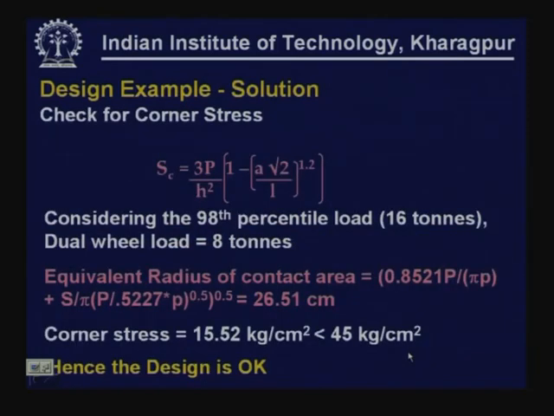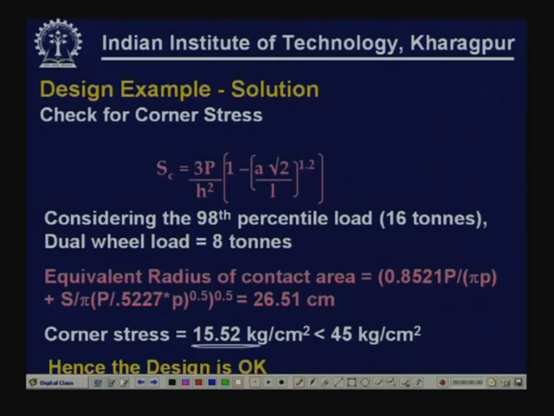This slab is again checked for corner stress, considering the heaviest load, that is the 98th percentile load, which is considered to be 16 tons; dual wheel load is 8 tons. So, the corresponding corner stress works out to be 15.52, which again is much less than 45, hence it is safe.